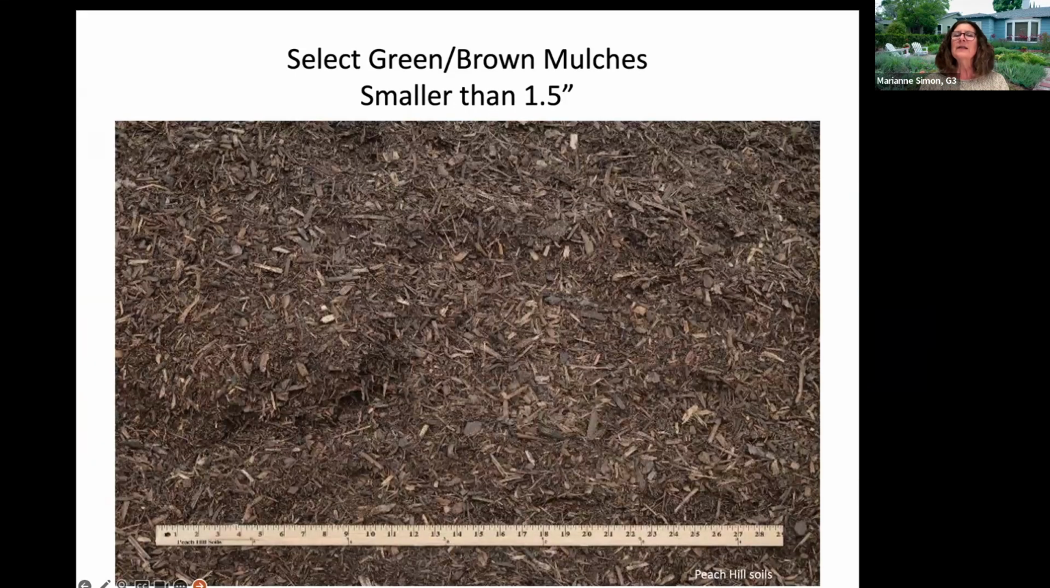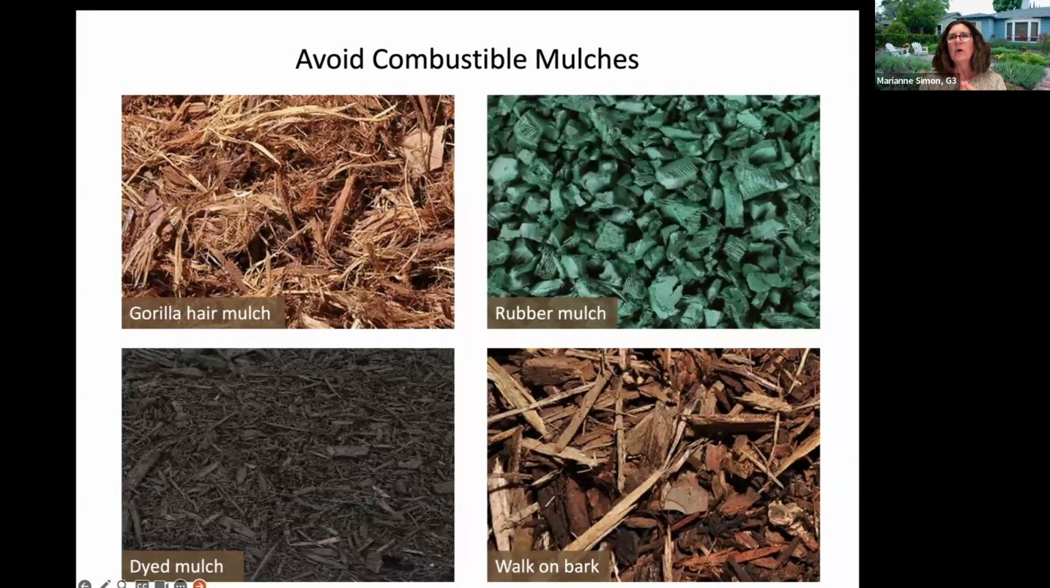And then this one is really controversial. People get concerned that mulches actually contribute to fire. Yes and no. So there's a lot of benefits to what we call green-brown mulches, living mulches. The first thing is to make sure that it stays smaller than 1.5 inches, and that you avoid mulches that are combustible.